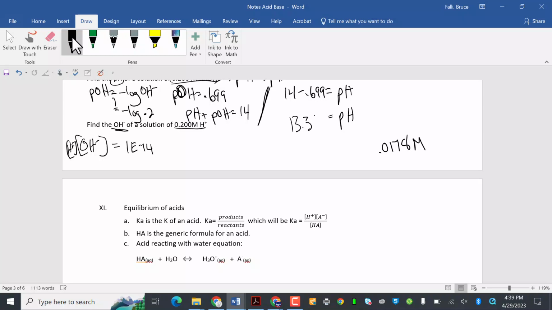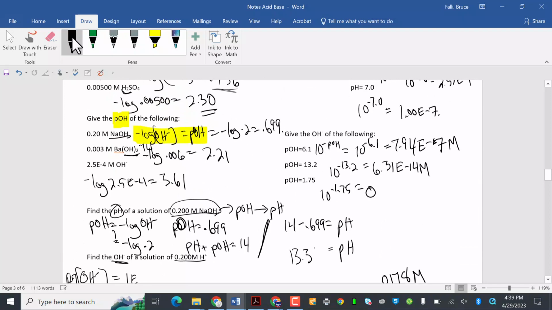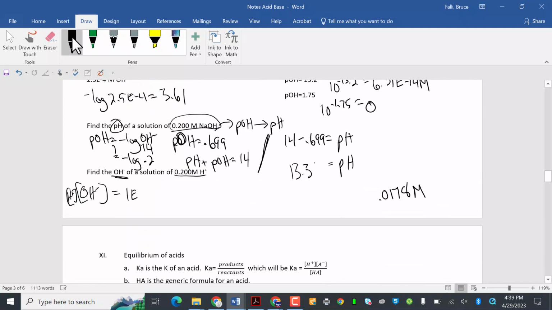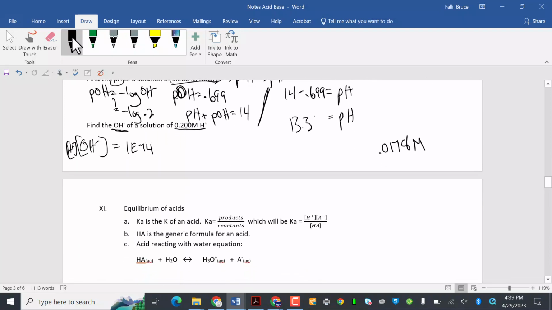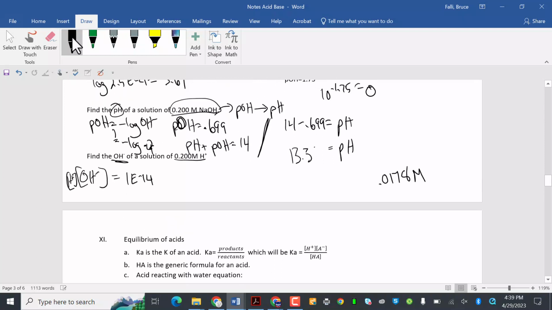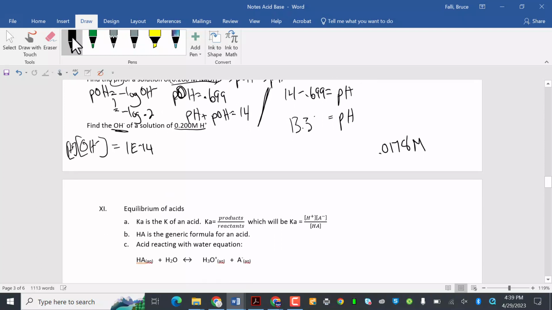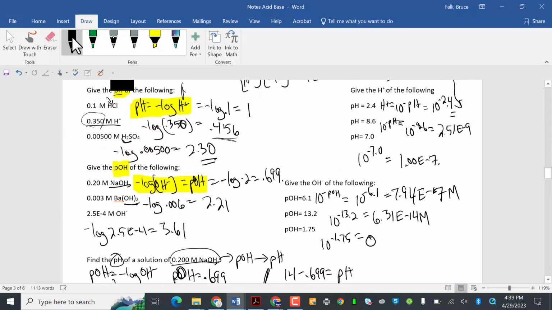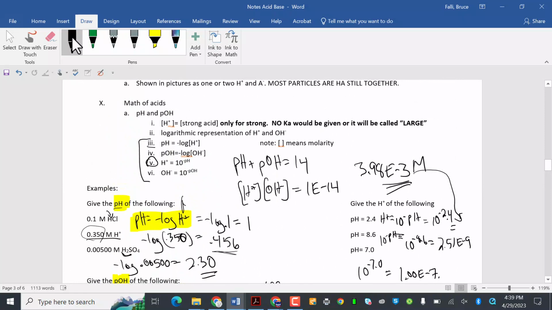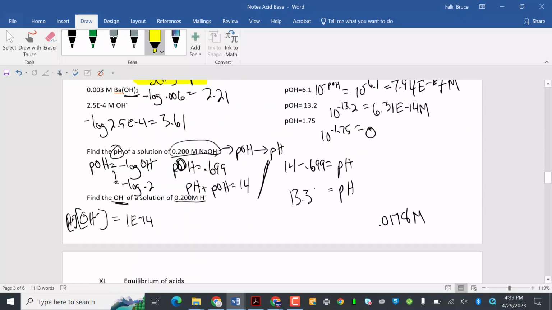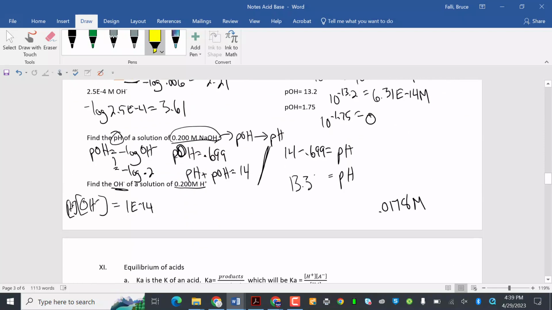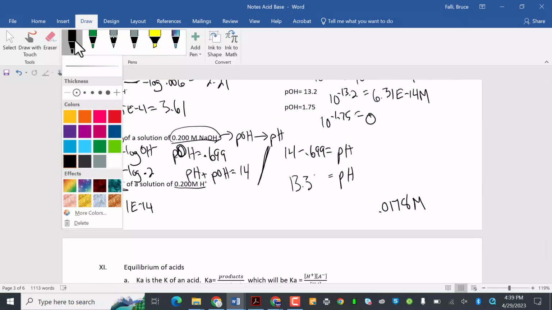I added a couple of equations. I wrote by hand two equations, and I said, oh, we hardly ever use it, so of course we're going to use it. We have 1E negative 14. These are the two that I added on here. So we're going to use those. H positive times OH negative equals 1E negative 14.